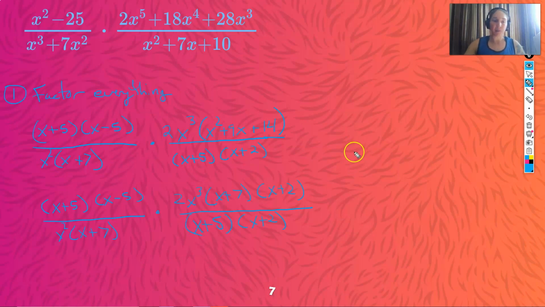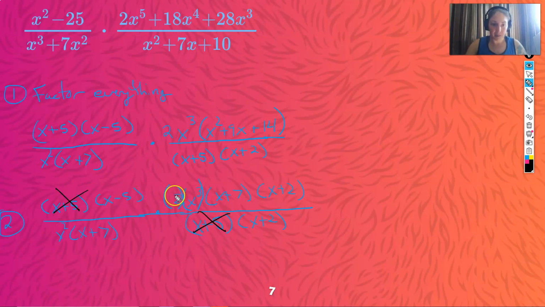Alright, now step 2. Let's cancel common factors. So now remember, this fraction bar is basically, I put this in parentheses. Actually, the 2 is its own factor, the x cubed is its own factor. Multiplying fractions, basically slam it all together. So now let's look for common stuff. X plus 5s.